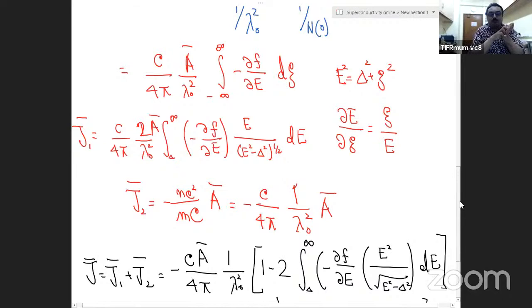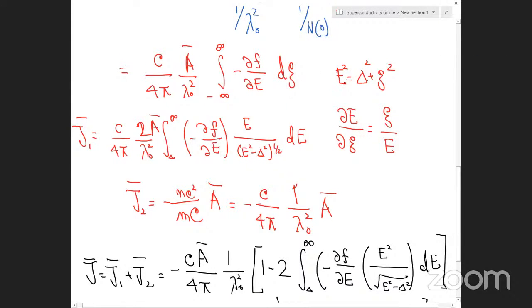But then we have no problem in taking infinity, because we have del F del E, and it's a sharply peaked function. So at higher energy, that function will quickly drop to 0. So actually you can take this integral up to h cross omega D. But before you go to h cross omega D, the del F del E factor will make it so small that you lose nothing by taking up to infinity. Okay. Understood? Yes.